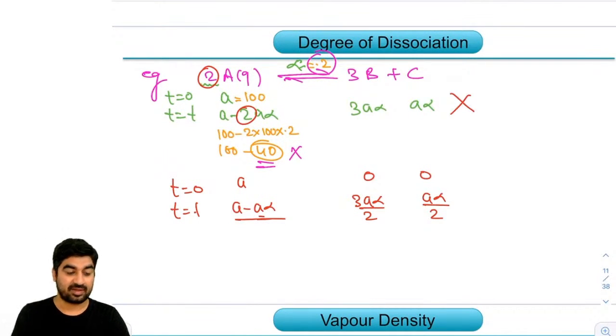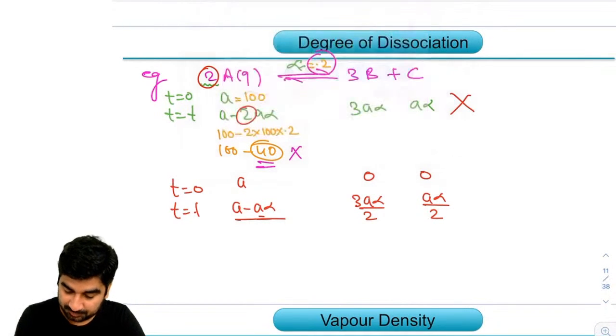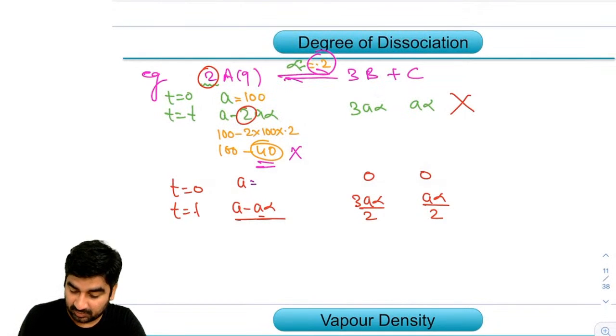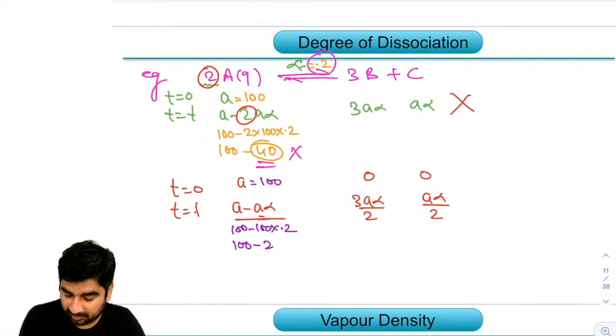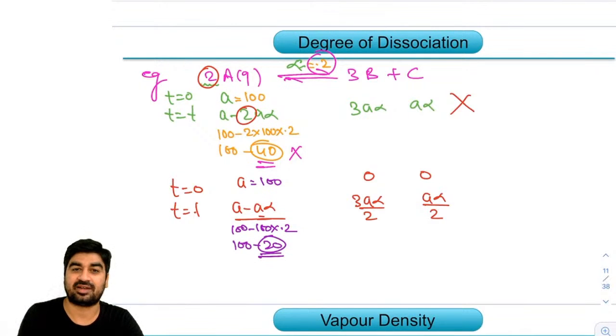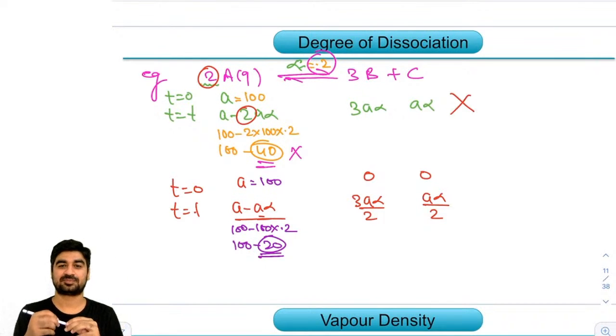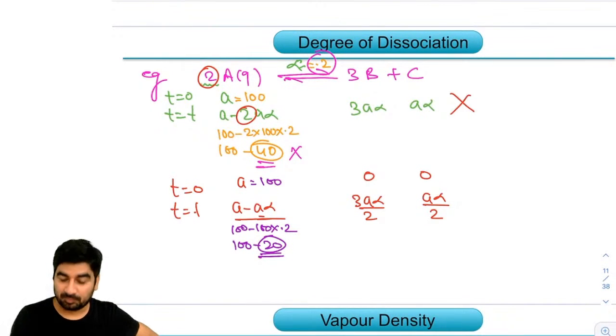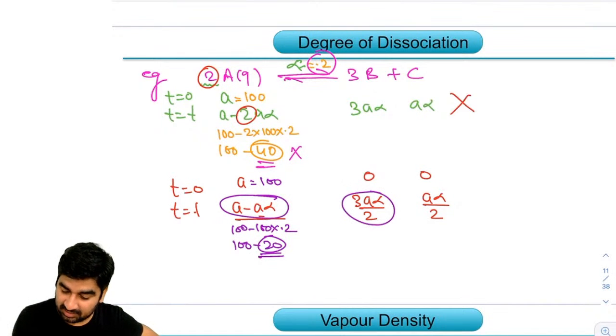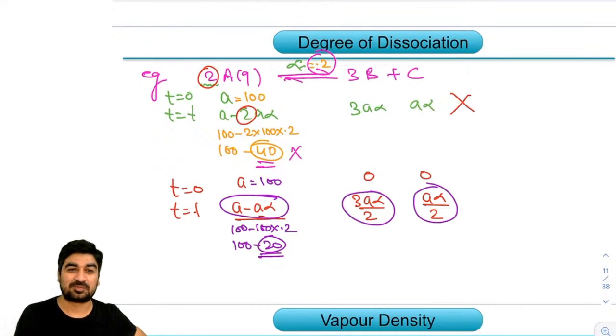That is wrong, guys. So what should you do now? If you write 100, it will be 100 minus 100 into 0.2. It will be 100 minus 20. So 20 moles are reacting. Got it? Any doubt? No doubt now? So this is A minus A alpha, this is 3 alpha by 2, this is this. I hope now you got it.